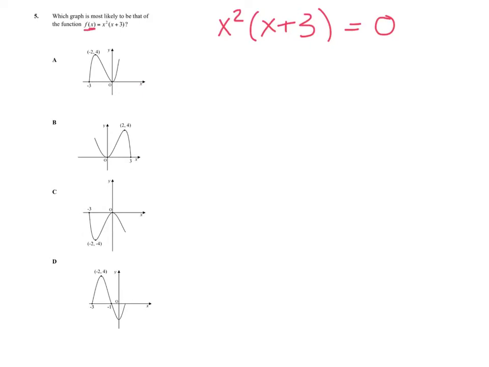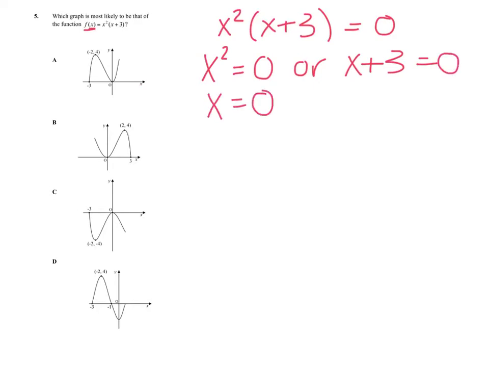Now, to do that, we don't really need to do anything here because it's already factorised for us. What that means is either x squared equals 0 or x plus 3 equals 0. This one, x squared equals 0, means x equals 0. The other one is x plus 3 equals 0, so that means x equals negative 3. So the roots of our graph have to be at 0 and negative 3.